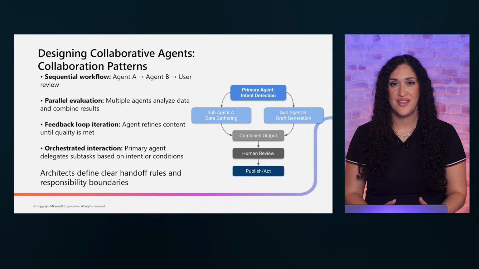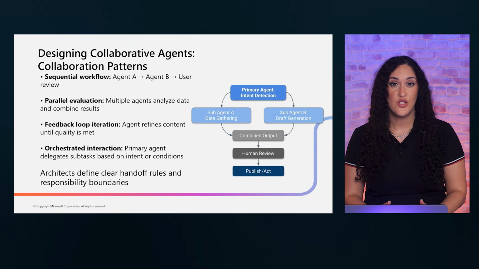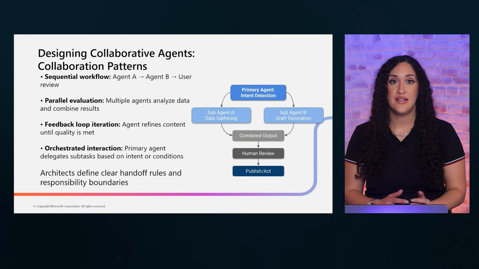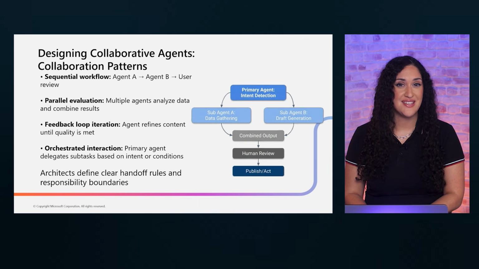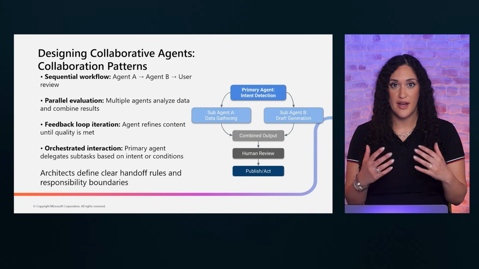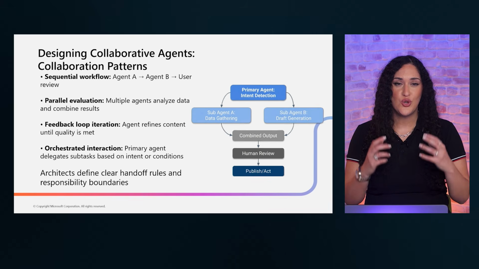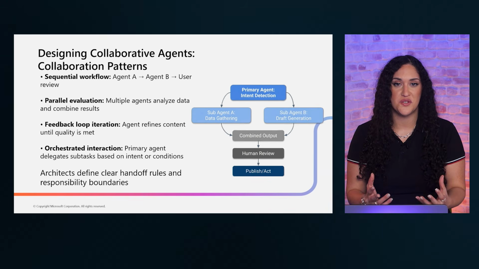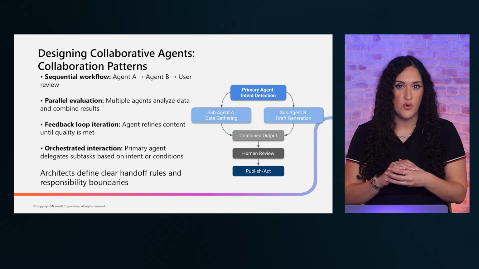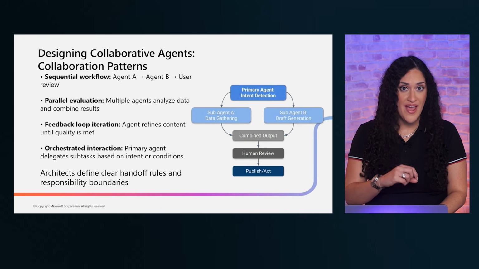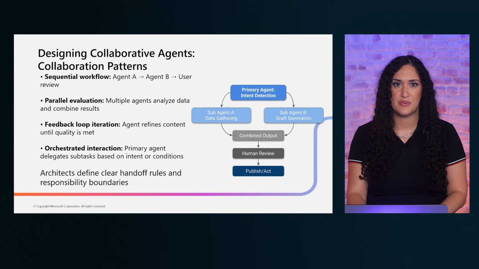Collaborative agents are where things get really powerful. Sequential workflows pass output from agent A to agent B. Parallel evaluation has multiple agents analyzing data simultaneously. Feedback loops refine content iteratively, and orchestrated interaction delegates subtasks based on intent. The critical best practice? Make sure you define clear handoff rules and responsibility boundaries. When agents collaborate, ambiguity is your enemy. Document who does what, when, and what happens when something goes wrong.